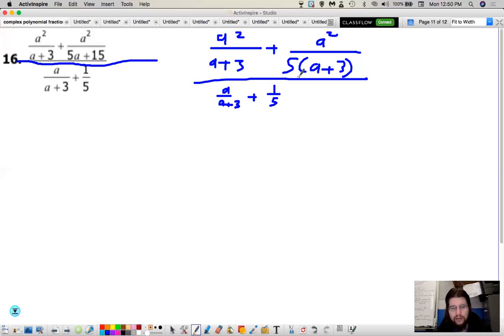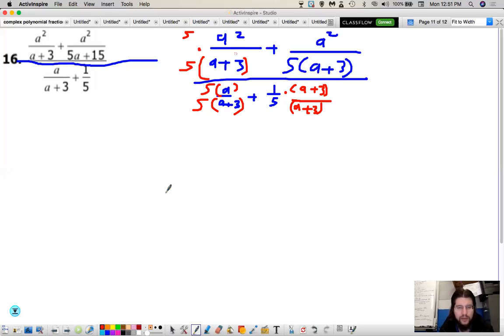Now let's look at it. This guy's missing a 5. That's not going to multiply by. Now we're good. This guy's missing a 5. This guy is missing an A plus 3. So now these will be common denominators. Those will be common denominators. Let's put it all together.